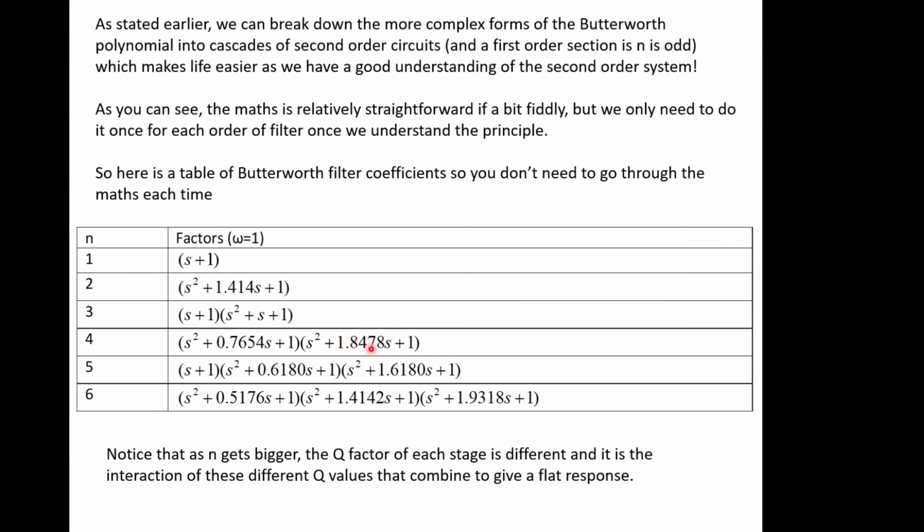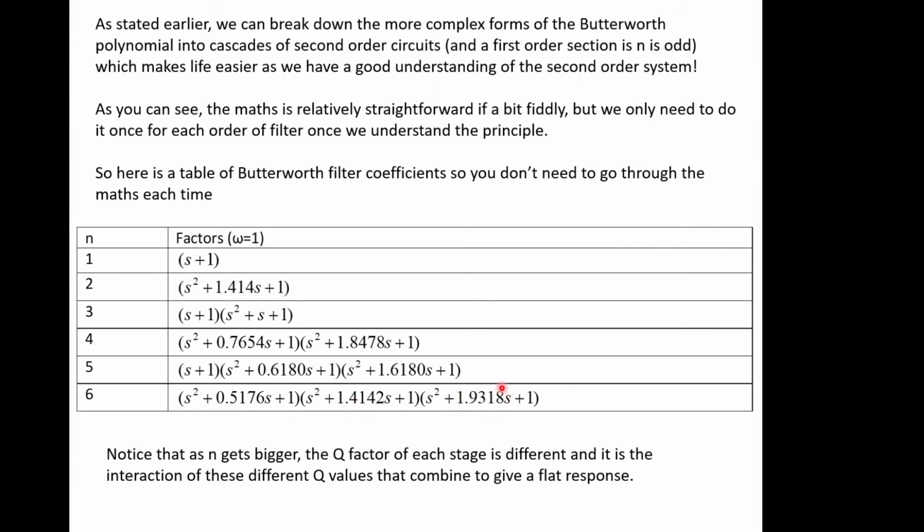This is where Q is in this middle component. And so we're starting to get differences. We're starting to balance Qs now to get what we want. So all these are solutions to the Butterworth polynomial with more and more complexity as we go on. So you can see a 6th order filter is actually 3 second order features.